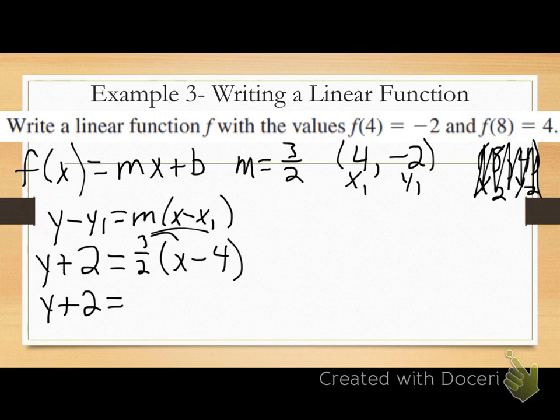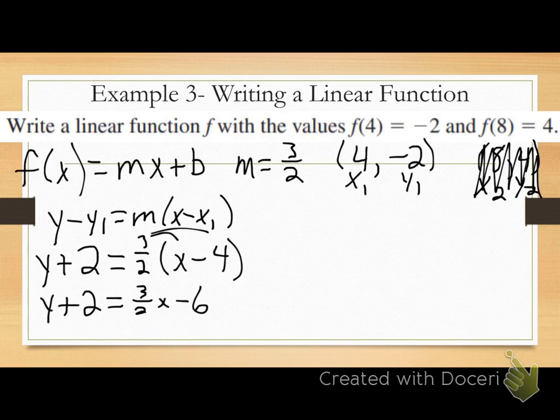What's 3 halves times x? 3 halves x. 3 halves times -4. Let me use a calculator for this one, 'cause I don't know. -6. It's mental math, guys. Come on, it's easy. I'm just kidding.